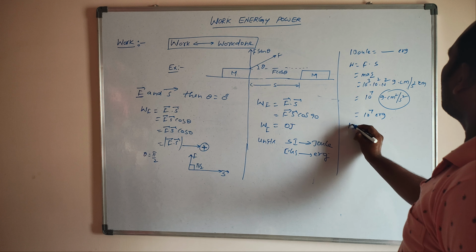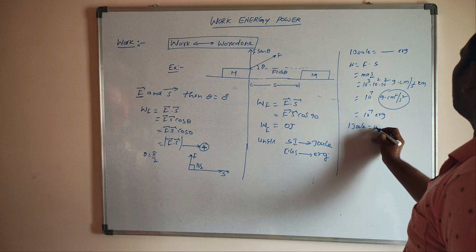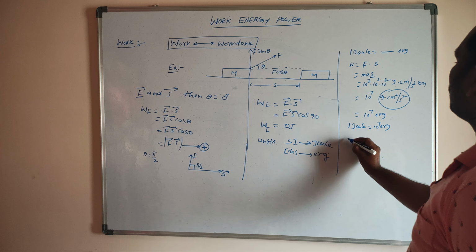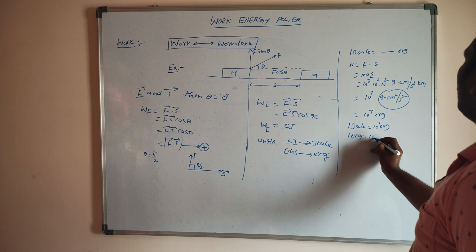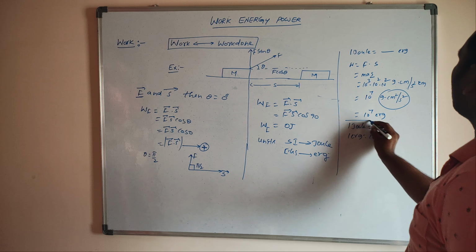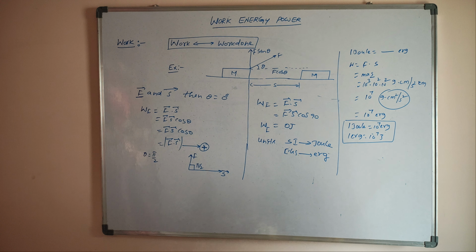So 1 joule is equal to 10 power 7 erg. 1 erg is equal to 10 power minus 7 joules.